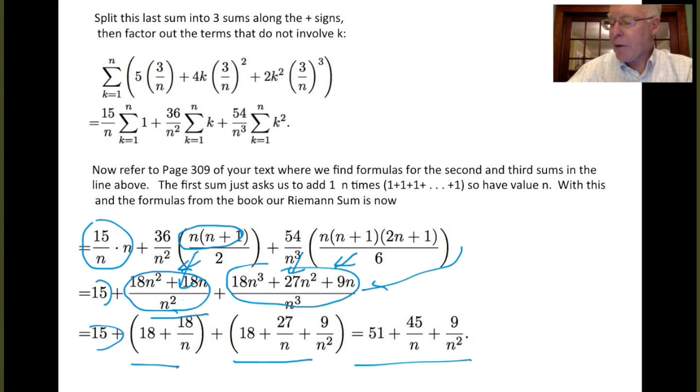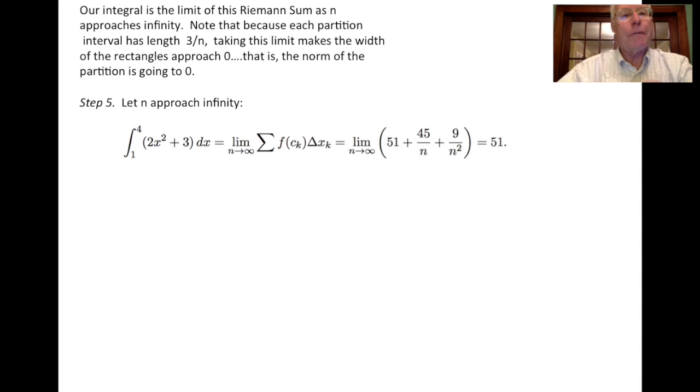Now, the last stage is to take the limit as n approaches infinity. So when we do this, the 3 over n goes to 0, and of course what that really means is the norm of the partition is going to 0. Since all these intervals have length 3 over n, when n goes to infinity, 3 over n goes to 0, the norm of that partition is going to 0. So we'll finish off by doing this last step.